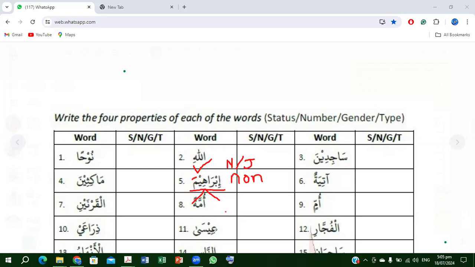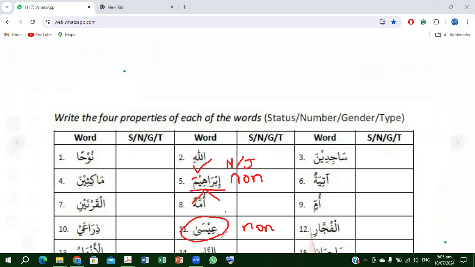Now, as we are discussing the types of i'rab, types of status, I will discuss this also. Isa is non-flexible. Okay? Isa is non-flexible.